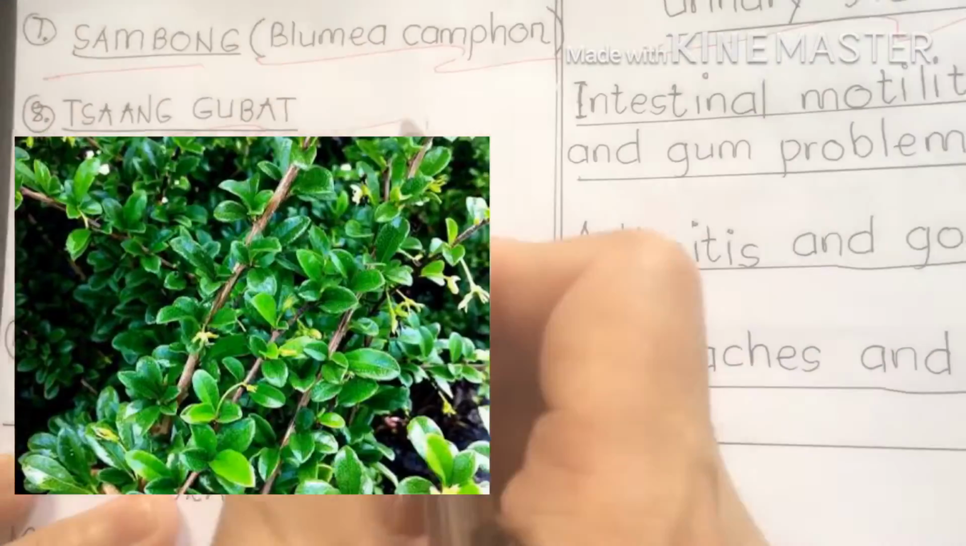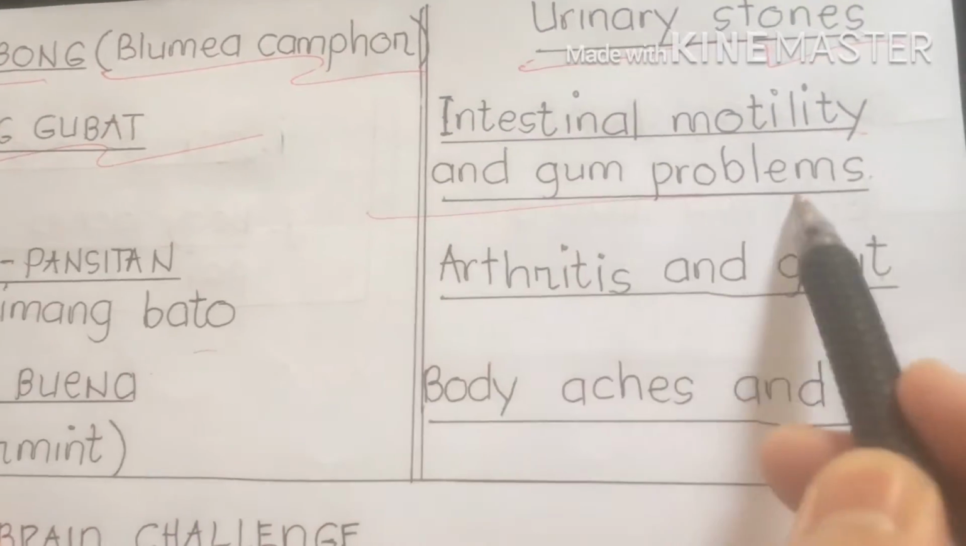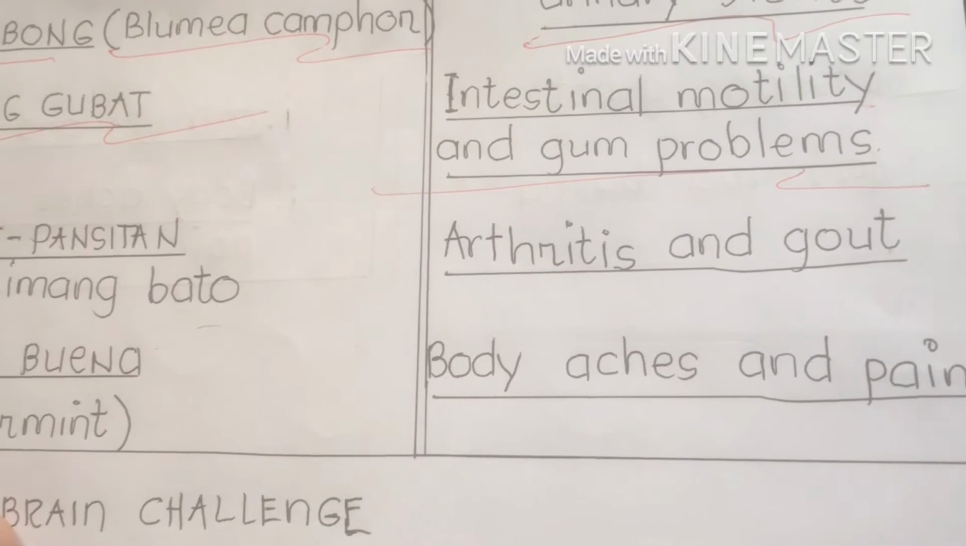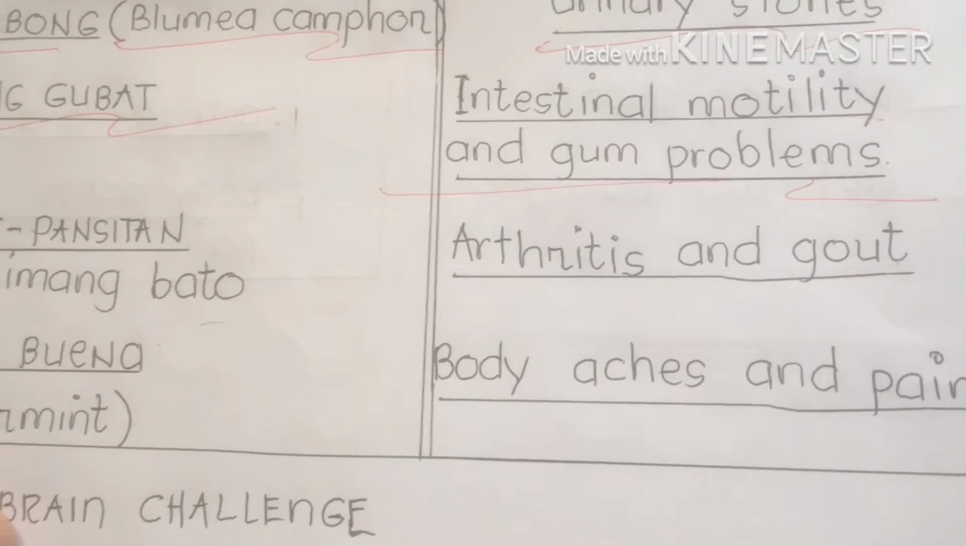Tsaang gubat or forest tea: intestinal motility and gum problems. That's their functions and uses of these herbal medicines.